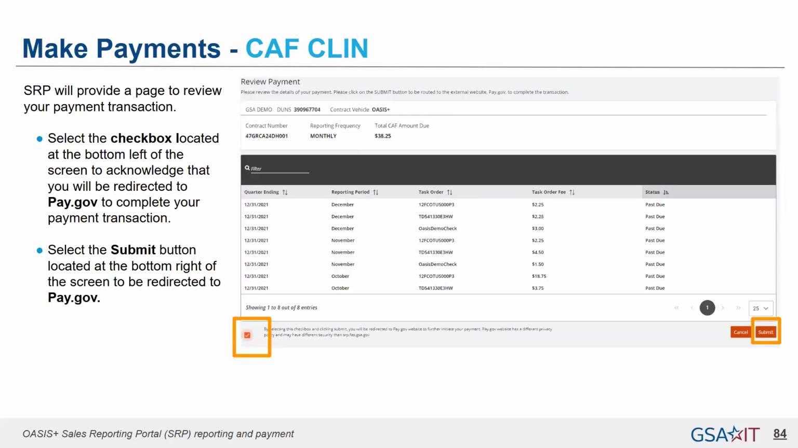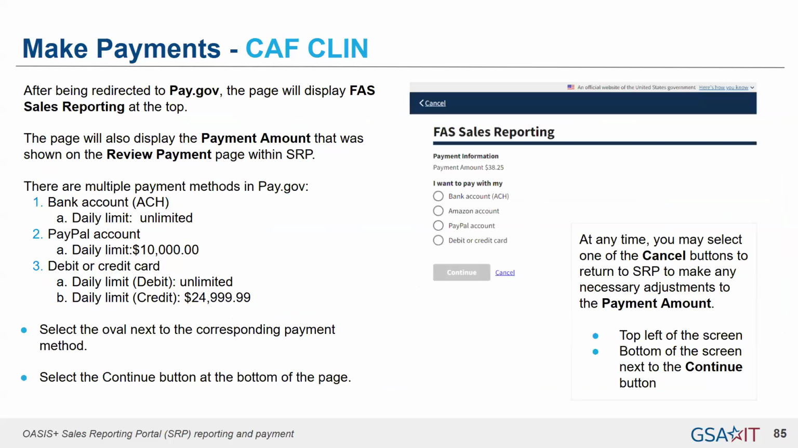Select the checkbox at the bottom, you can submit, and then it'll take you to the next page for payments. You got a few options there. You have bank account ACH, it's unlimited. Amazon account, there's limits to that. I don't know anybody who would use Amazon accounts. PayPal is capped at 10,000. A debit card or credit card is capped at under 25K.